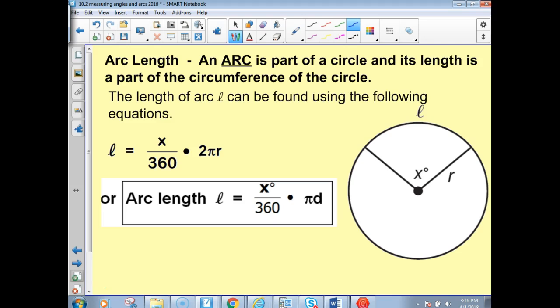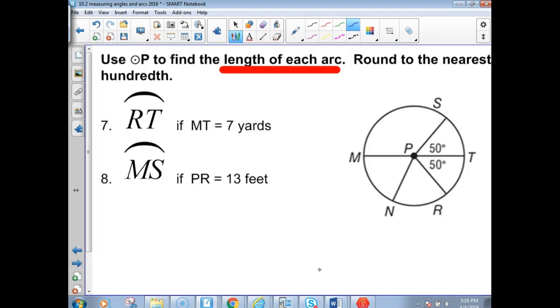Same formula over again: a central angle measure divided by 360 times pi times the diameter. This is the one I want to use. Use the circle with center P to find the length of each arc and round the answer to the nearest hundredth. I got arc RT. It's telling me that MP is 7 yards. I have to check and see that MT is a diameter. Okay, so the diameter is 7, so I'm ready to go. I got the measure of the angle 50, so I calculate 50 out of 360 times pi times 7.